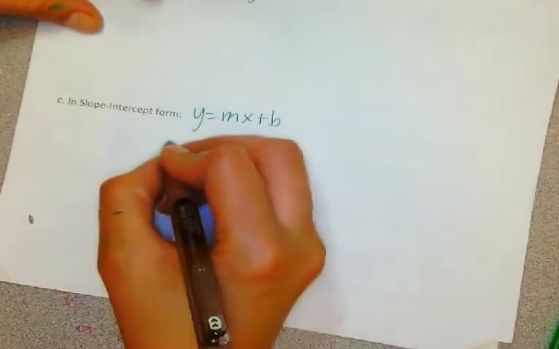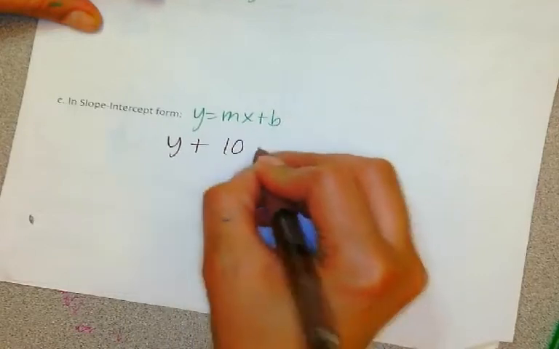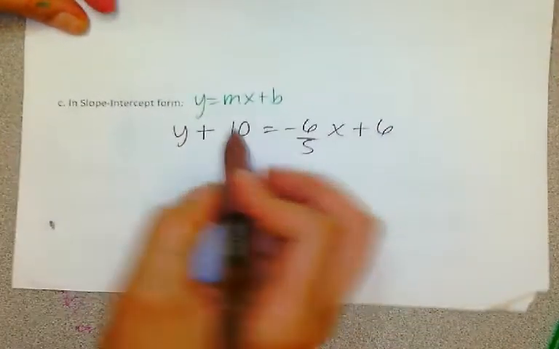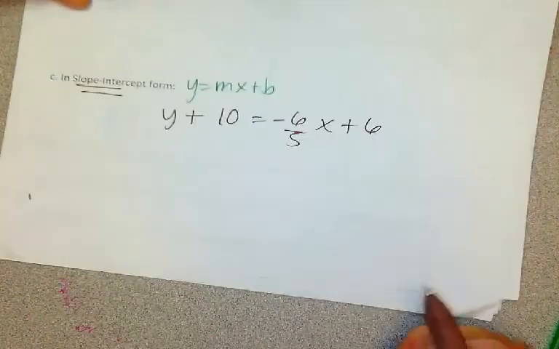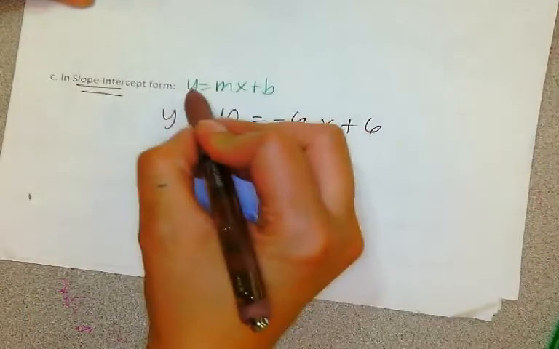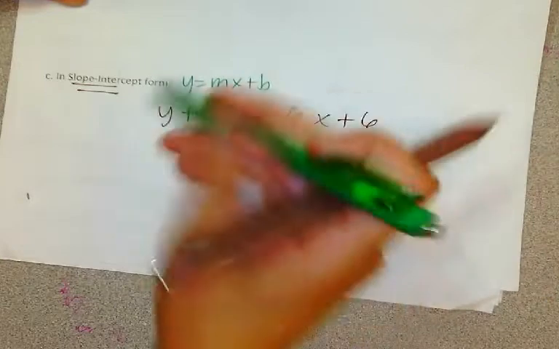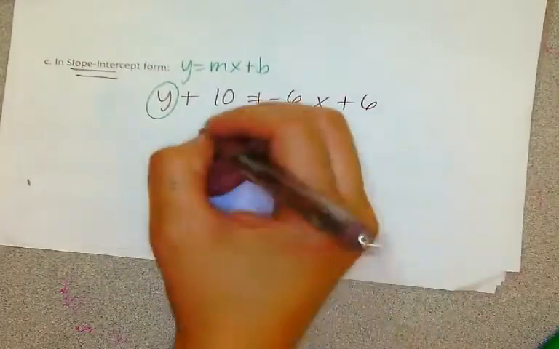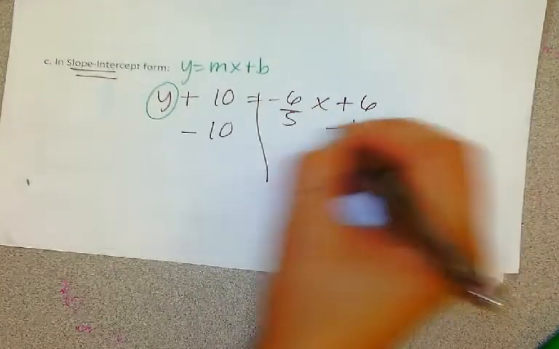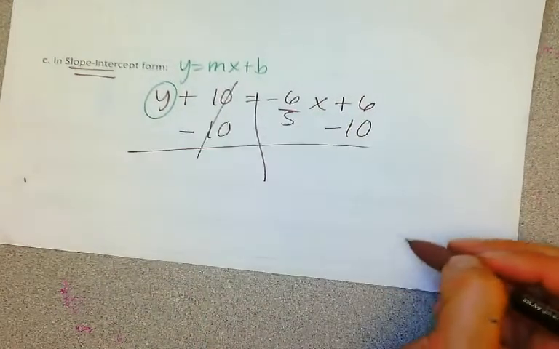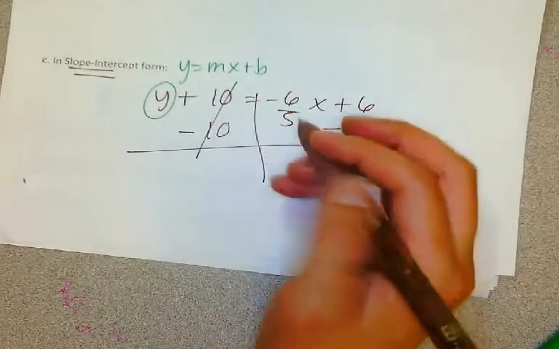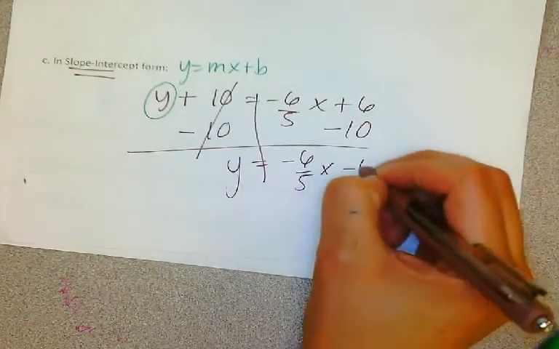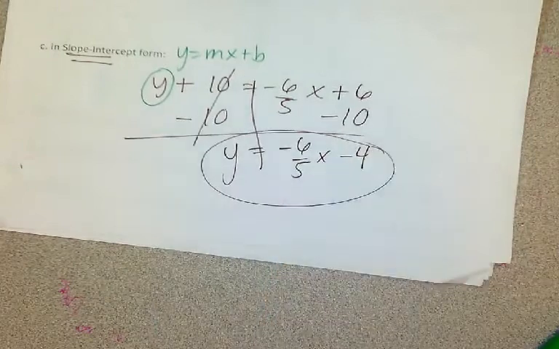Over here, I left off like this. And I want it in slope intercept form. Okay, so that means I need to solve for y. Y needs to be by itself. So all I need to know now is to move the 10 over by zeroing it out. The inverse of positive 10 is negative 10. And then over here, minus 4. So that would be letter C.